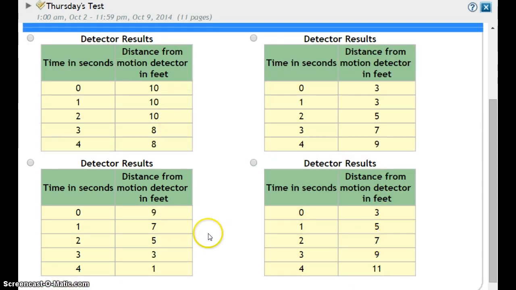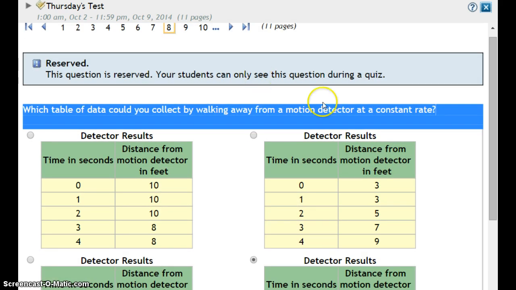This one looks good. Let me double check here. 9. So no, this person's walking towards. This person is about to hit the motion detector because the distance is about to be 0. So let's see the one that has the constant pattern. 3 plus 2 is 5, 5 plus 2 is 7, 7 plus 2 is 9, 9 plus 2 is 11. So these numbers are increasing, moving away, and it's also a constant rate, which means that they're increasing by the same amount each time.